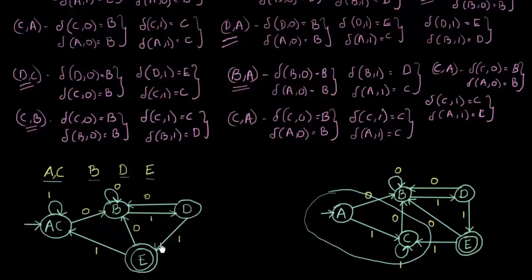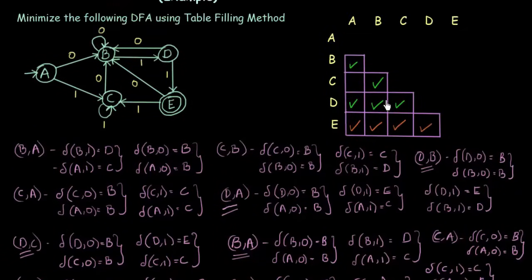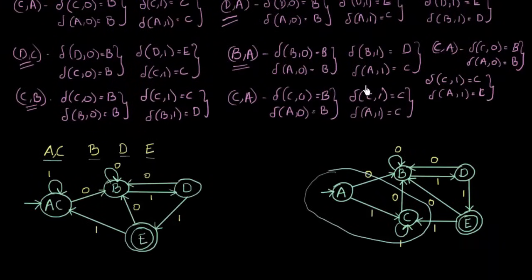So this is the minimized DFA that we have obtained. In the original one we had 5 states, and here we have 1, 2, 3, 4 states, and the state that we could combine was AC. Why? If you look at the table, AC was the pair that was unmarked, so the unmarked pair is the one that we need to combine to minimize the DFA.